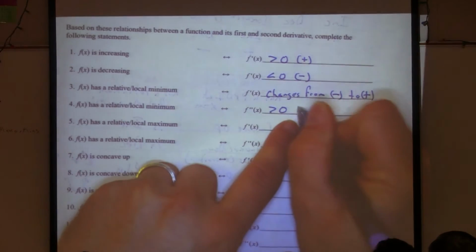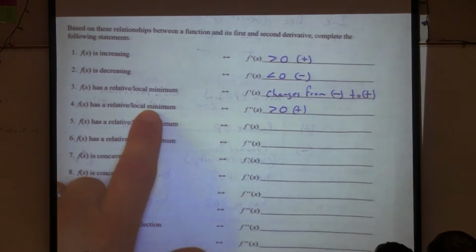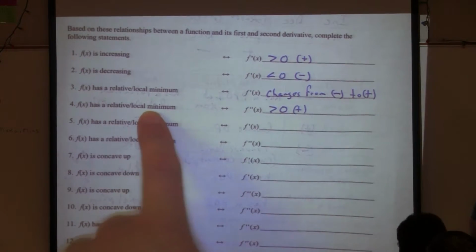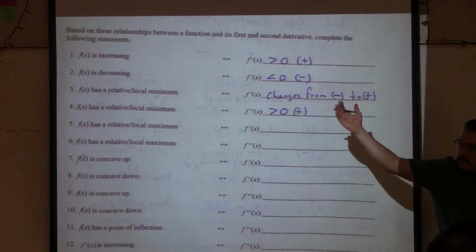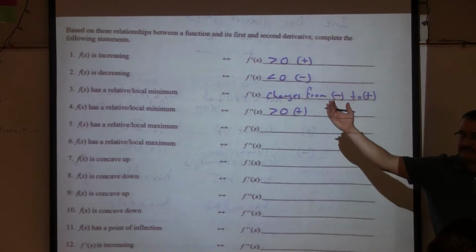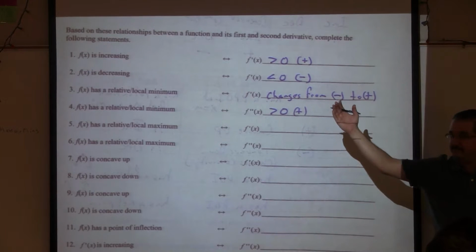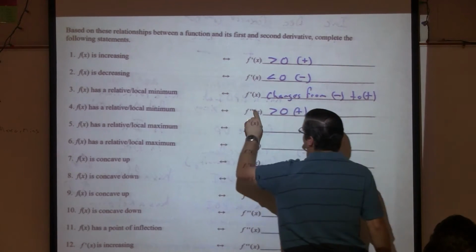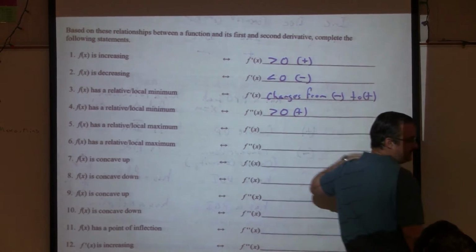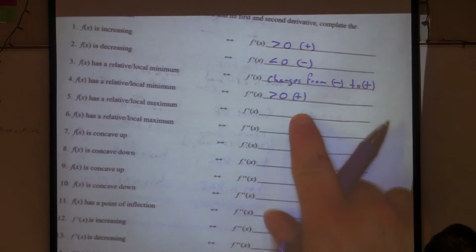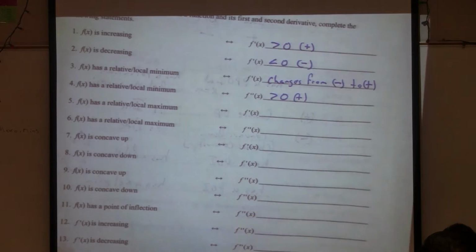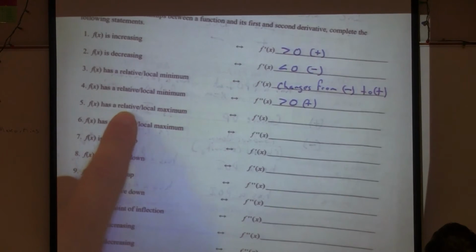The only way my original function can have a minimum is if the original function is concave up. That's the only way I'm going to have a minimum, right? So what's going to force it to be concave up is if the second derivative is positive. Do you understand? Yes? That was a tough one. Okay, let's try the next one.